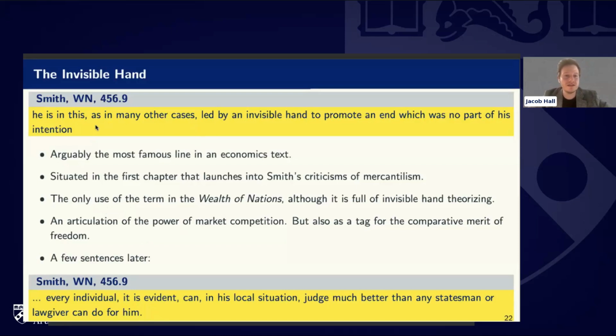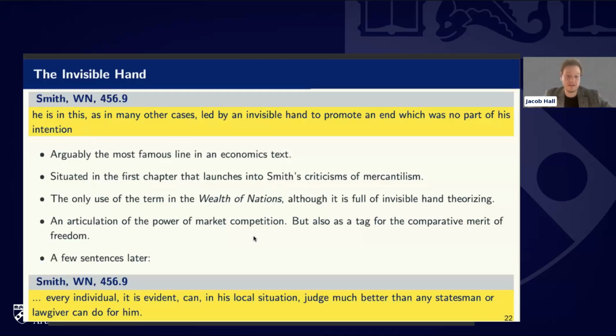And also, in the sentence, he says, "as in many other cases." So again, it's not just this particular aspect he's articulating. This is a through line through his entire thinking. And it's an articulation of the power of market competition. But also, it's a tag for the comparative merit of freedom.